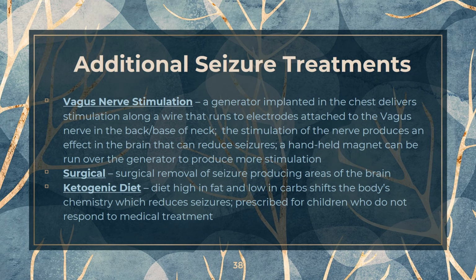Various forms of surgery can also treat seizures. Typically, the surgery involves removing seizure-producing areas of the brain. A ketogenic diet can also be used to treat seizures in children. The ketogenic diet is high in fat and low in carbohydrates and can reduce seizures in children who do not respond to medical treatment.